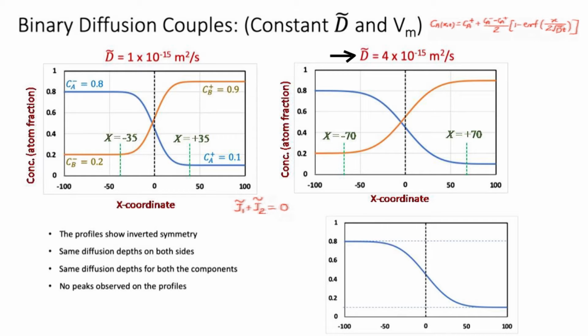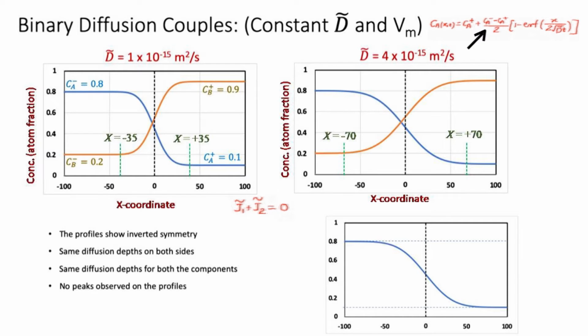So, for the first profile we used d tilde equal to 1 times 10 to power minus 15 meter square per second, and this hypothetical diffusion couple was annealed for 48 hours. The second hypothetical diffusion couple, the same couple essentially, but I am now using interdiffusion coefficient as 4 times 10 to power minus 15 meter square per second, and it is annealed for the same time, that is 48 hours. Immediately you can see the diffusion depths have increased.